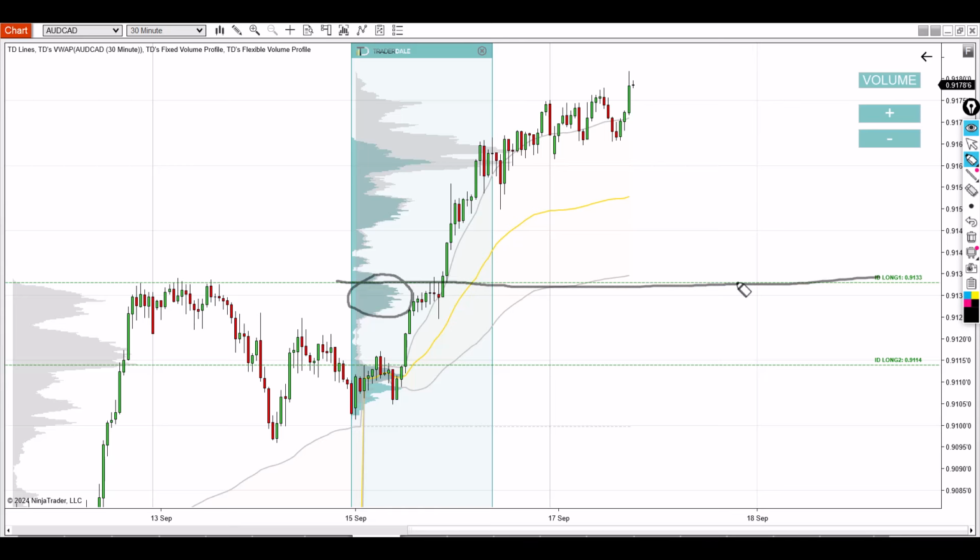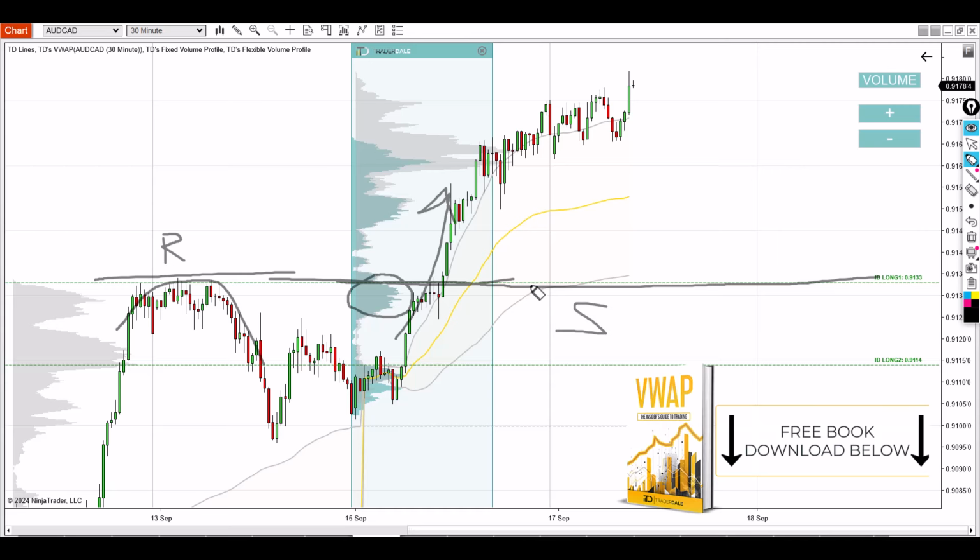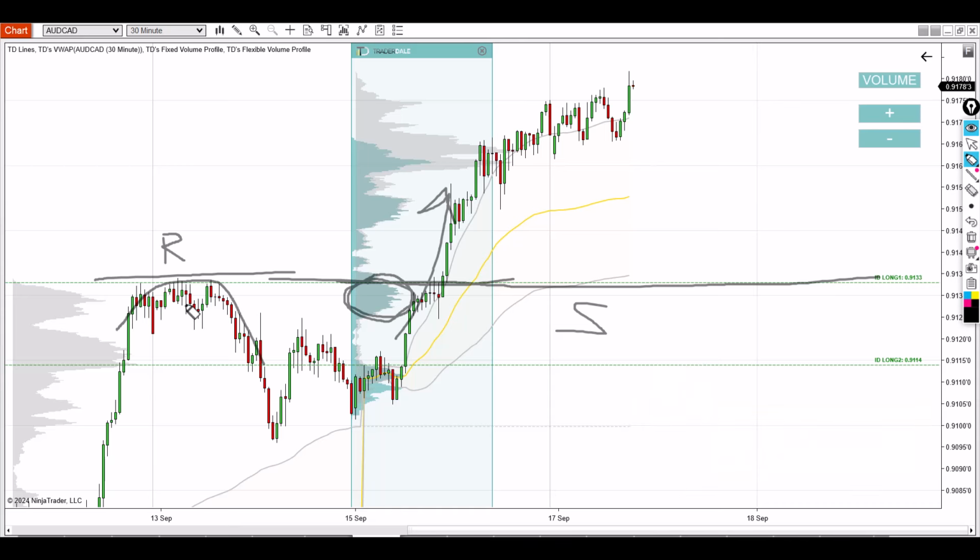Now let me talk a little bit more about this heavy volume zone and the support based on it, because there are more things that add strength to the level. If you look in here, the price reacted very nicely to this level in the past. That means that it was a resistance in the past, right? And when the price blew past that resistance, it became a support. So that's a nice confluence of 2 trading setups here, the volume profile setup and also that price action setup.